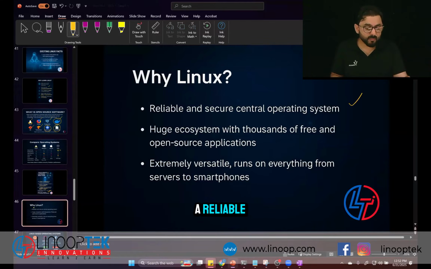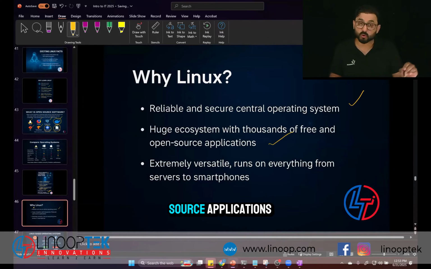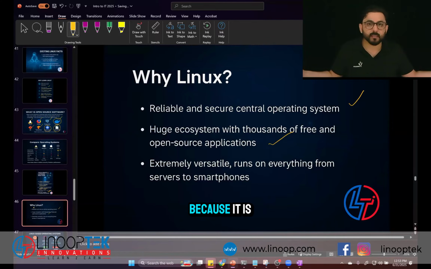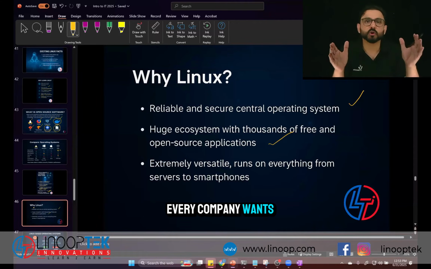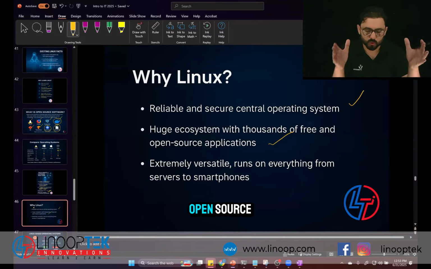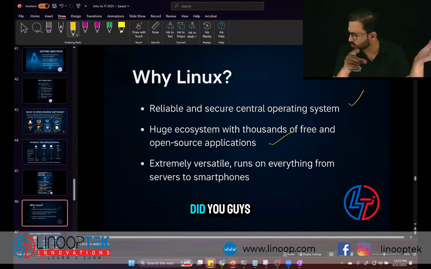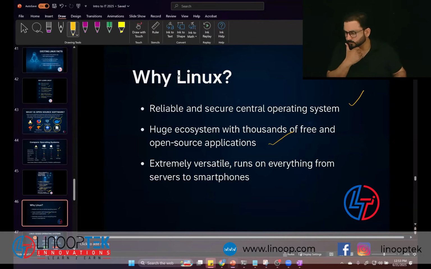So again, it's a reliable, secure, central operating system, with a huge ecosystem with thousands of free and open source applications. Because it is open source, now there's a trend. Every company wants to make applications open source. How do they make money, by the way? You never asked me this question.